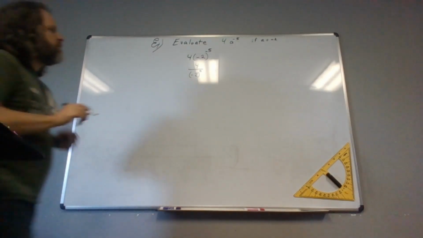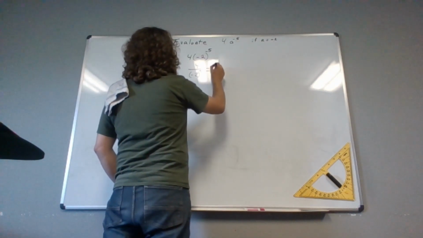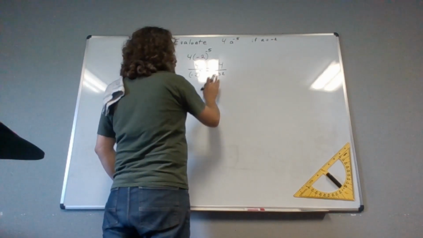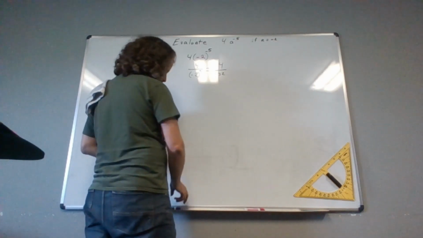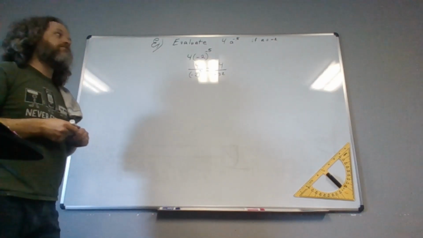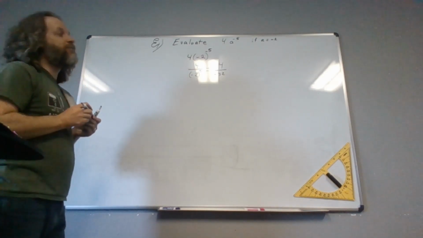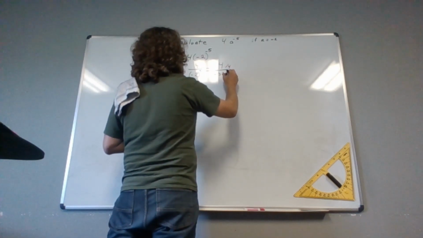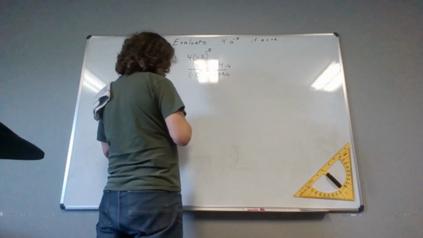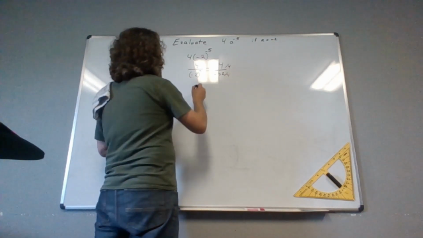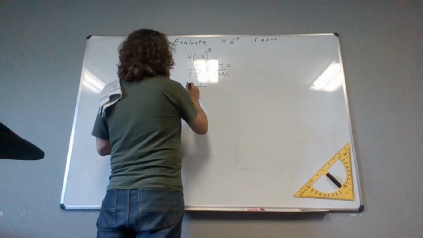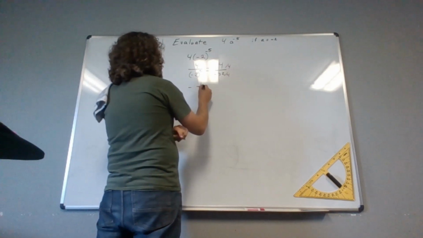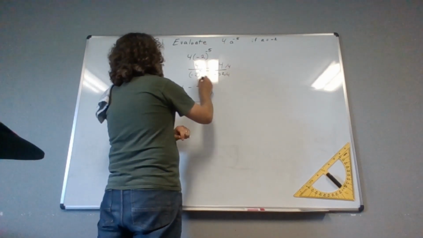Okay. So we've got 4 over negative 32. What can we reduce those numbers by? By 4. What's 4 divided by 4? 1. 32 divided by 4? 8. So it turns into negative 1/8.